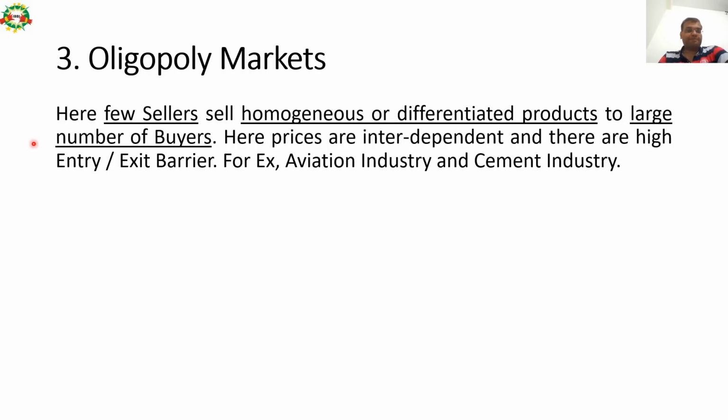Oligopoly market. Here few sellers sell homogeneous or differentiated products to large number of buyers. Here prices are interdependent. There are high entry and exit barriers. Example of this oligopoly market is aviation industry and cement industry.